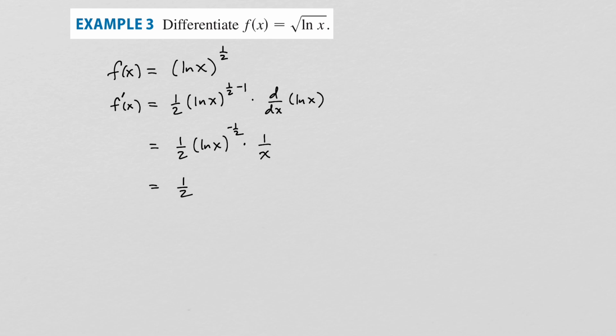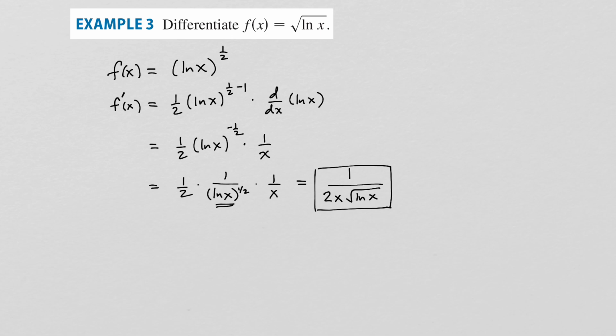This can now be rewritten as 1/2 times 1 over the natural log of x to the positive 1/2. And then 1 times 1 times 1 is 1. And in the denominator, I have 2, I have x, and then the natural log of x to the 1/2 is the square root of the natural log of x. So the point here is don't forget your old rules about chain rule, power rule, etc.